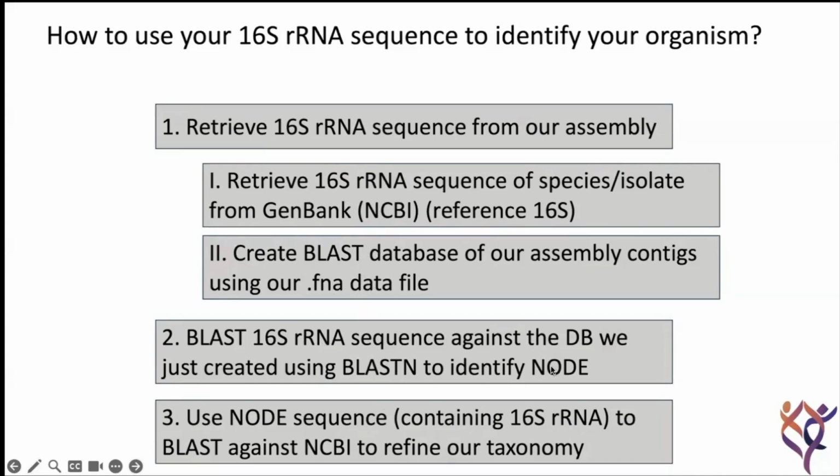Once we've identified which node our 16S sequence is within, we can isolate that node and use it to BLAST against NCBI. So it might sound odd to those of you that are not familiar with this process. We go on to NCBI to obtain the 16S of the species that we think we have in hand. And ultimately, we will end up with the sequence that we've generated through whole genome sequencing, and we will then use that sequence to search NCBI again to refine our taxonomy.